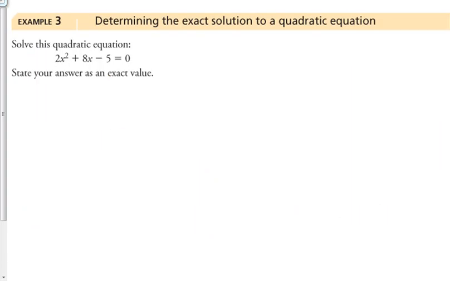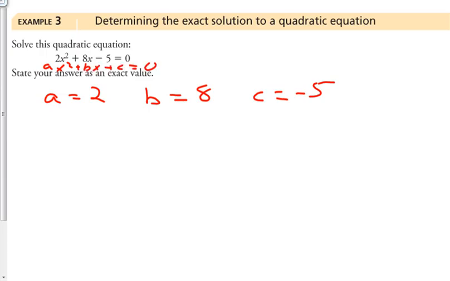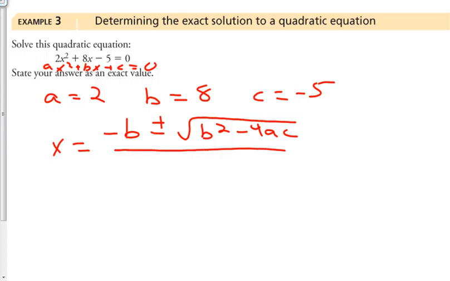Let's do an example. I have this quadratic equation, 2x squared plus 8x minus 5 is equal to 0. Here, a is equal to 2, b is equal to 8, and c is equal to negative 5. I got those values because here I have ax squared plus bx plus c is equal to 0. That's my standard form. So, plugging these values into the equation, I have x is equal to negative b plus or minus the root of b squared minus 4ac all over 2a.